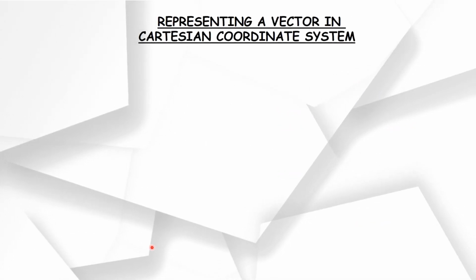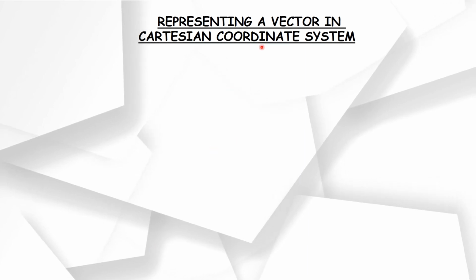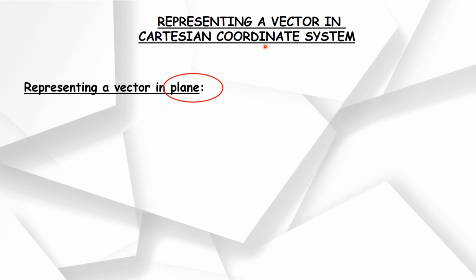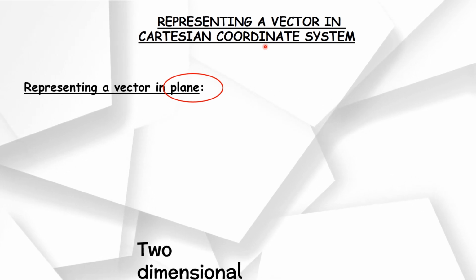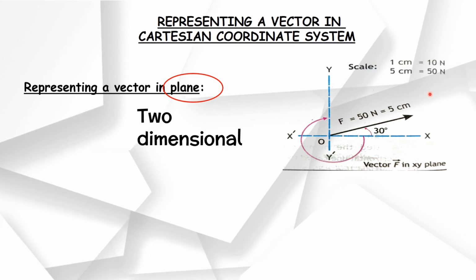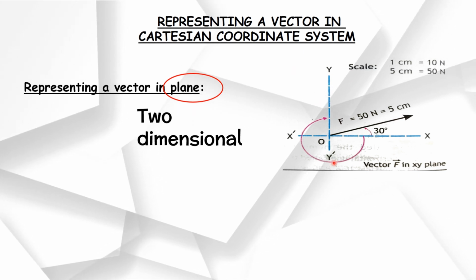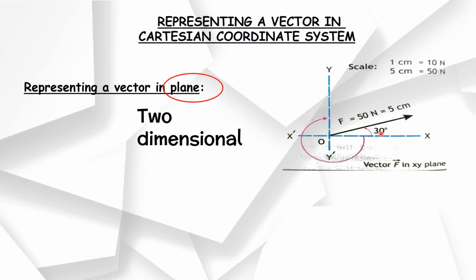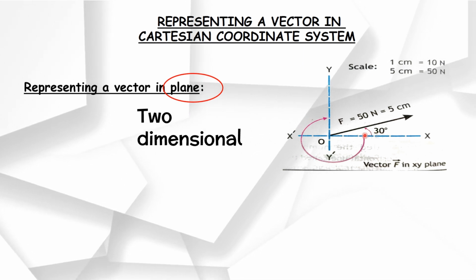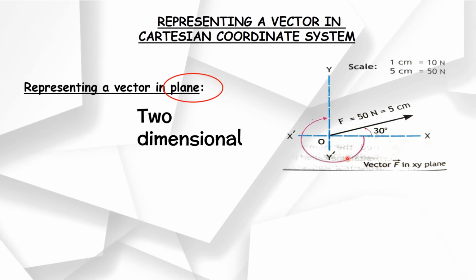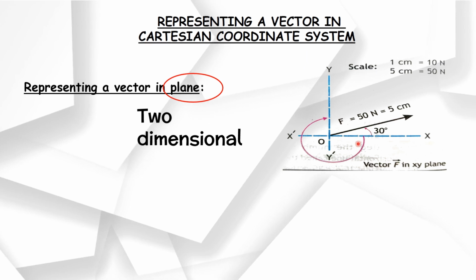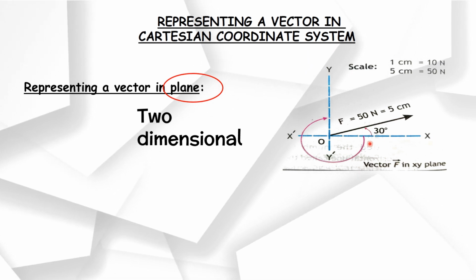Representing vectors in the Cartesian coordinate system. To represent a vector in a 2D plane, we need two mutually perpendicular lines, the x-axis and y-axis, that intersect at a right angle, 90 degrees. This forms the xy plane, a 2D rectangular coordinate system. Let's use an example to illustrate this. Suppose we have a force vector of 50 Newtons making 30 degrees with the x-axis.